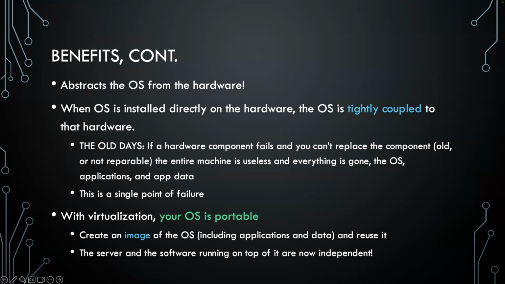But with virtualization, your operating system is now portable. You can move that machine to any other machine you want. And the way that you can move the OS, the applications, and the data you need to run those applications is by creating something called an image. We'll talk more about that in just a second. But now the server and the software running on top of it are independent. You have decoupled those elements.